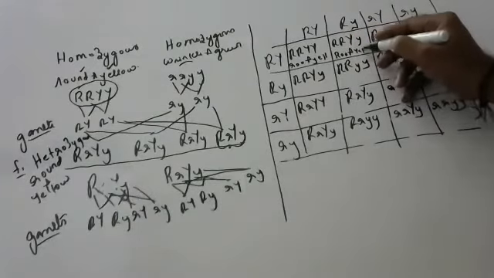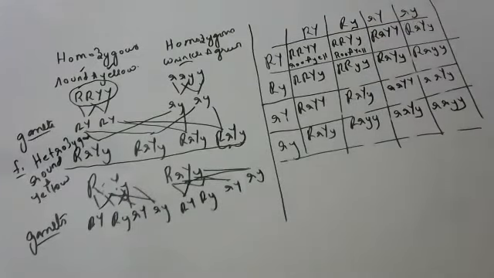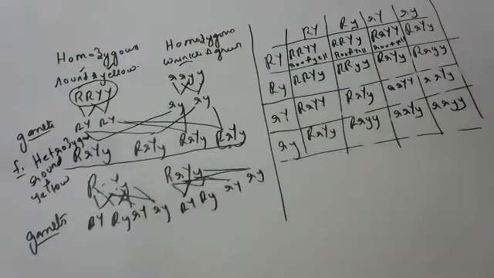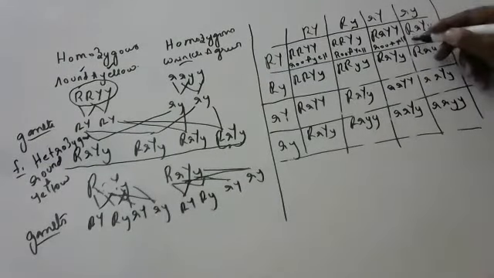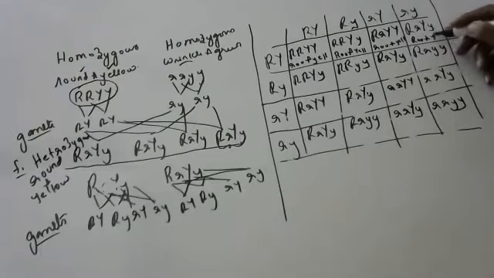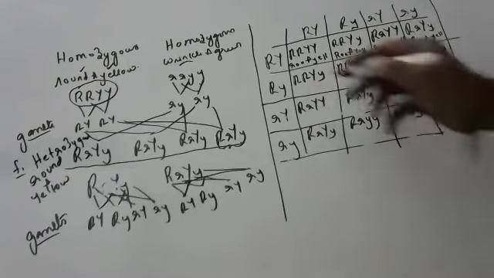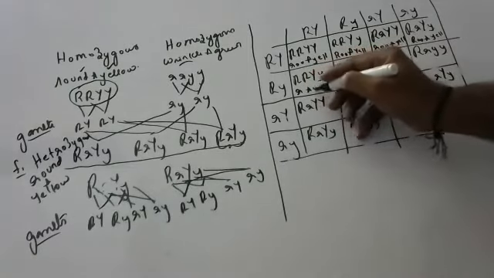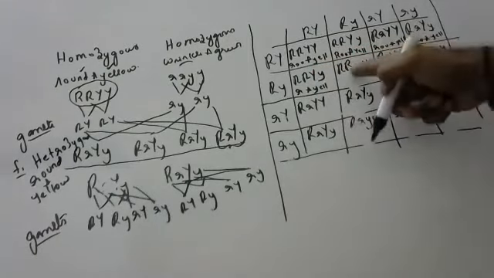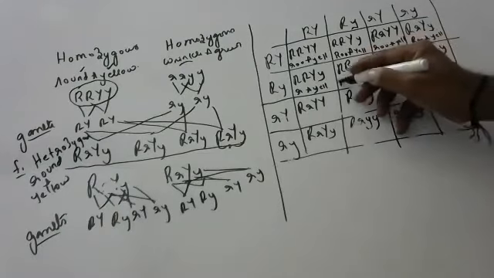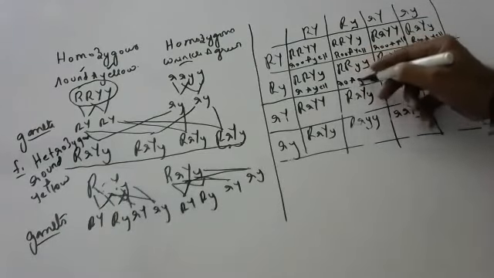Can anyone say how does it look, children? Round and yellow. Can anyone say how does this look? Round and yellow. Can anyone tell how does it look? Round and green. That's all. Round and green.